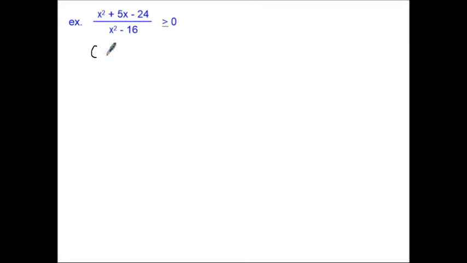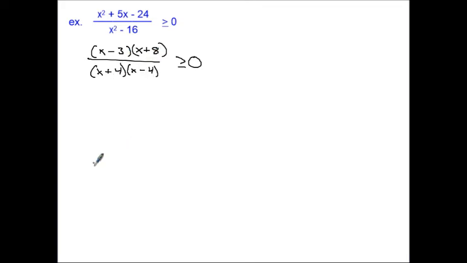Since I've got my 0, I can move on to that. Factoring the 24 into a 3 and an 8 will give me the 5 in the middle. Sign-wise, I need a +8 and a -3. Then of course the x squared minus 16 gives me a very quick and simple x plus 4 times x minus 4. Again, I'm concerned about this being greater than or equal to 0. So basically I have 4 critical values: +3, -8, and -4 and +4.